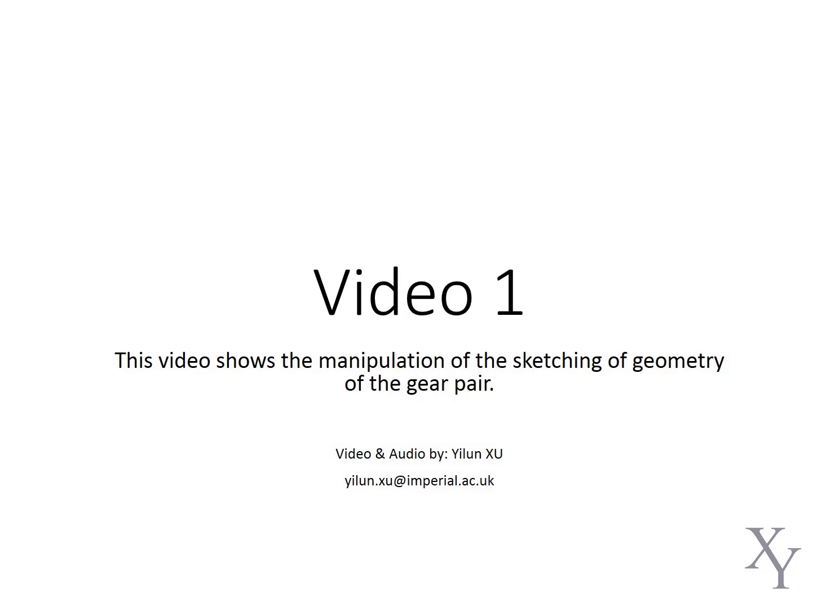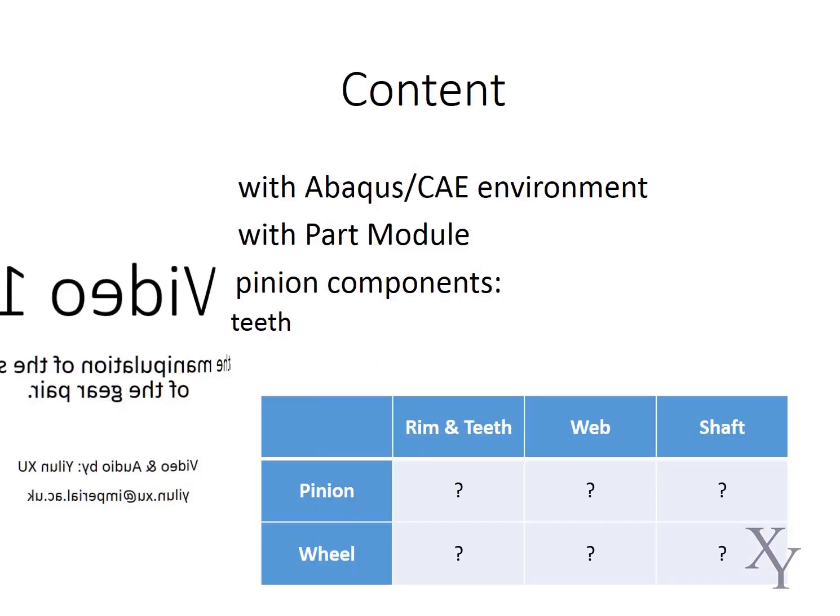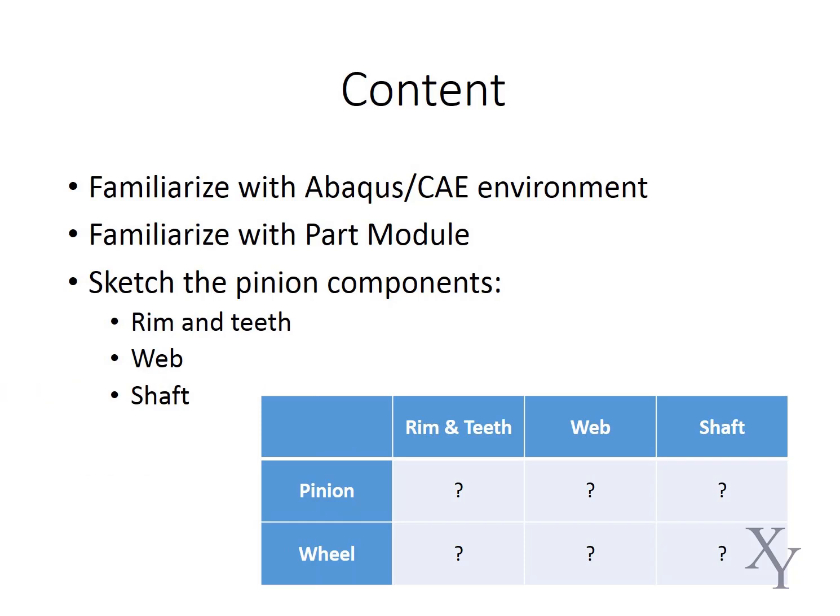Hello everyone. In the coming videos, I would like to show the manipulation of the modeling of MTT FEA models. Today is video 1. In this video, I would like to show the manipulation of a sketch. We need to familiarize ourselves with the Abaqus environment and the part module. In this video, we're going to sketch the pinion components, including the rim, teeth, web, and shaft.